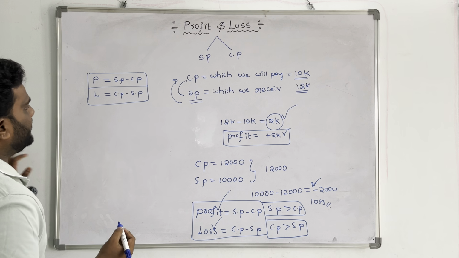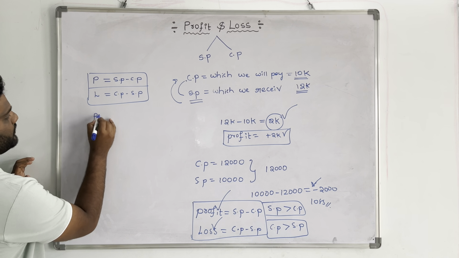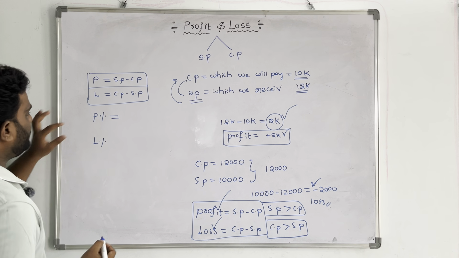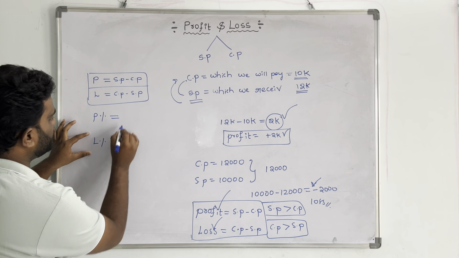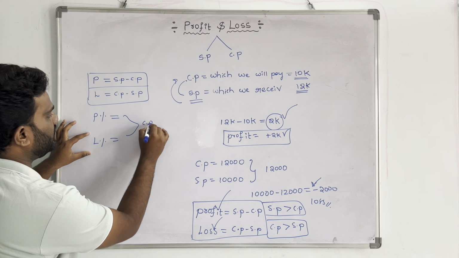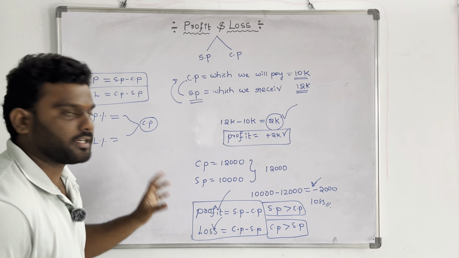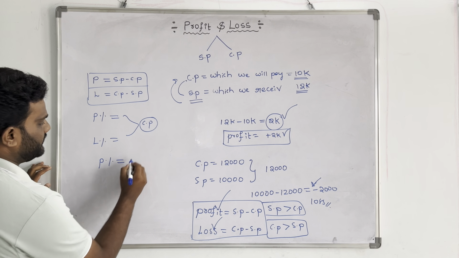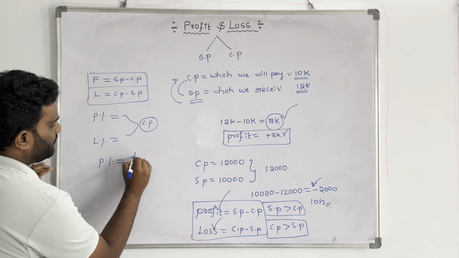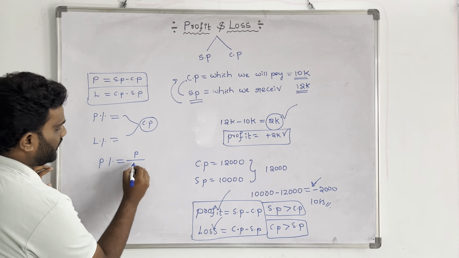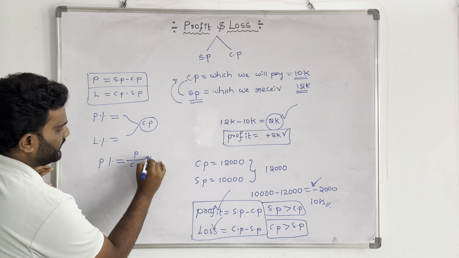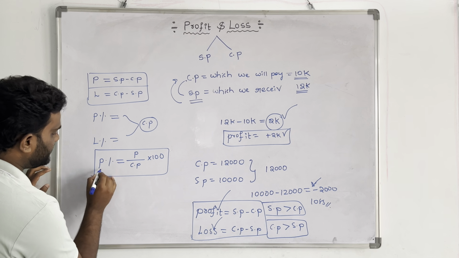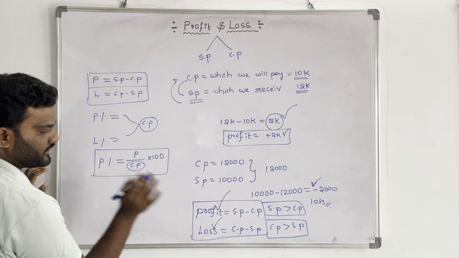Next, let me discuss profit percentage and loss percentage. Profit percentage and loss percentage depend only on the cost price. How, sir? Let me write the formula for you. Profit percentage is nothing but the profit you got, divided by cost price, into 100. This is the profit percentage formula. So this depends on the cost price only, not the selling price.